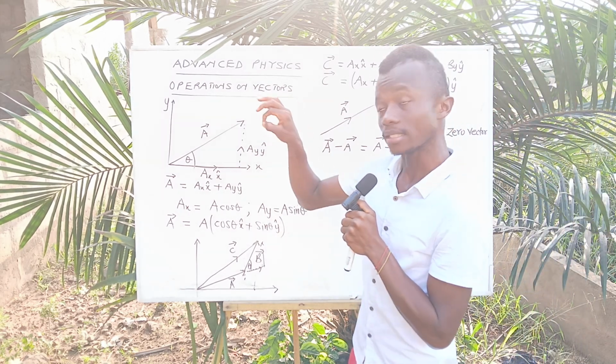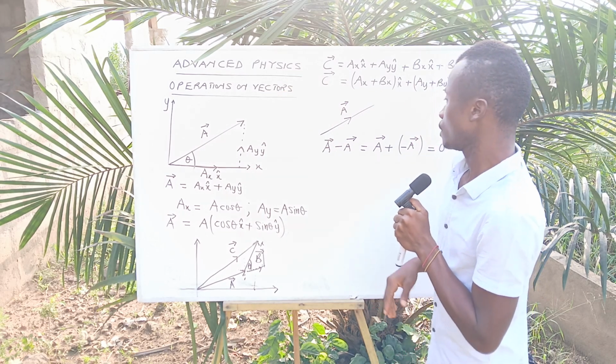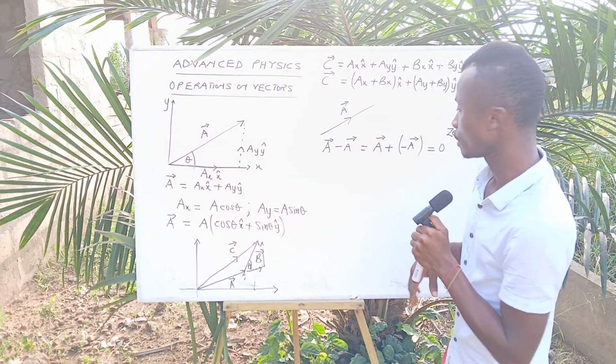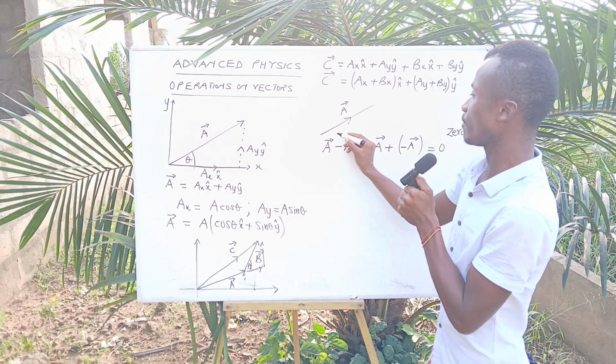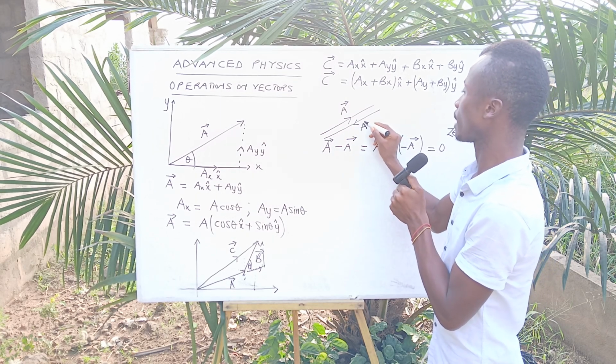0 vector is a point at an origin. So if there is any vector I can call the negative of a, it will be a vector in the opposite direction of a with the same magnitude.